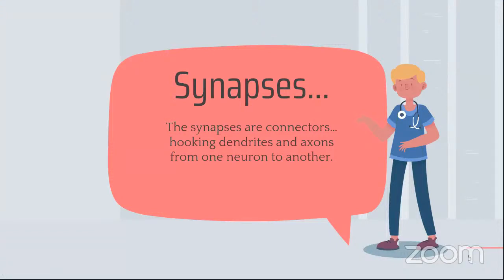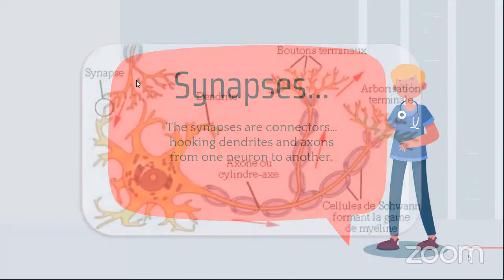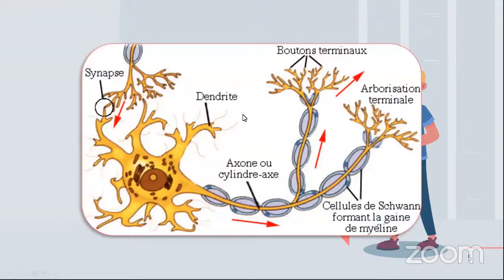So what are the synapses? Well, the synapses are connections, hooking dendrites and axons from one neuron to another. As you see from this diagram, we have this neuron A connecting to the dendrites of the neuron B through what we call a synapse.